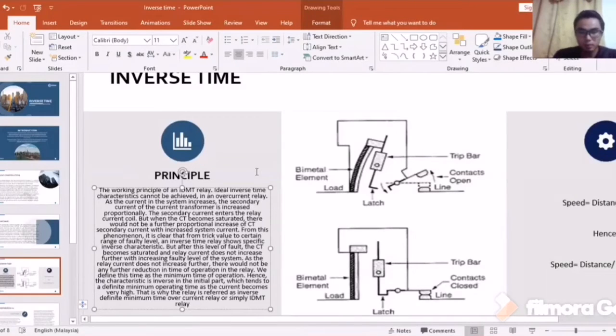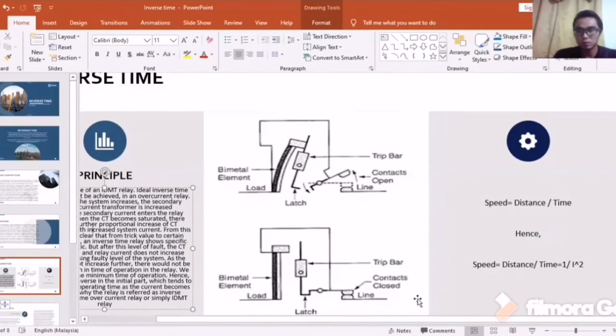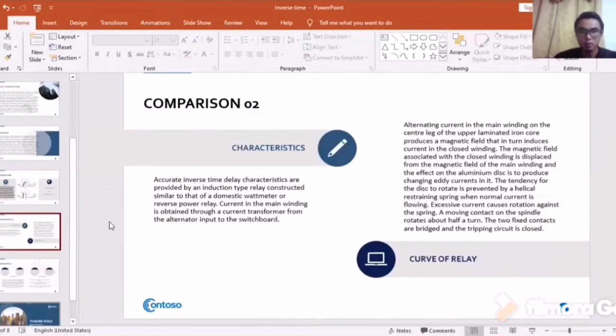Okay, and this is a schematic of the principle of inverse time, and we have speed equal to distance over time. Okay, next, comparison.